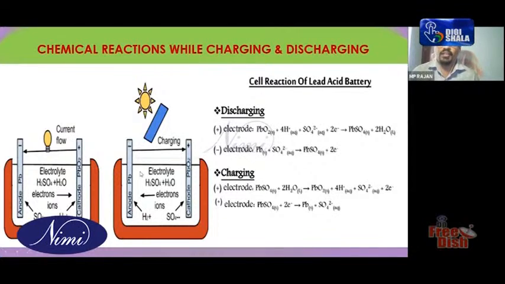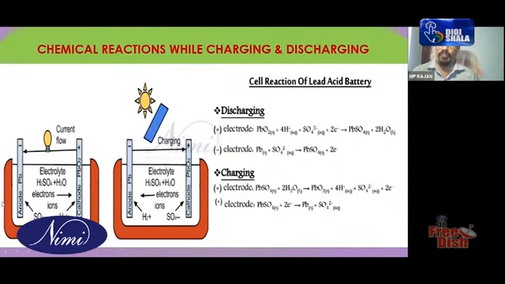And the difference is, in the positive plate you can see hydrogen is there. Hydrogen and oxygen will combine and water will be formed. So in the positive electrode, the chemical reaction is like that. Lead peroxide will become lead sulfate, liberating water.